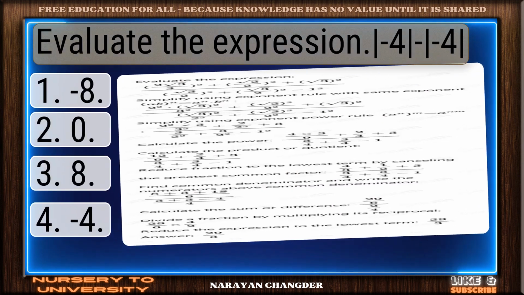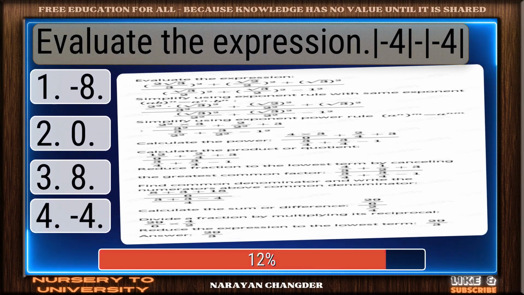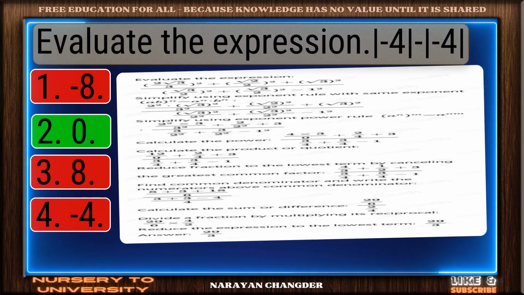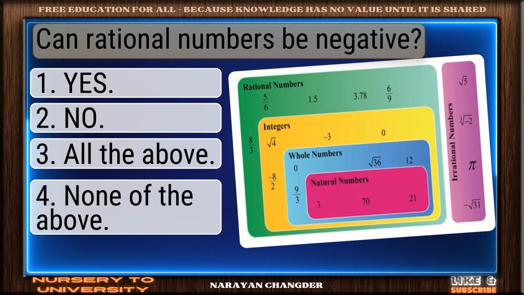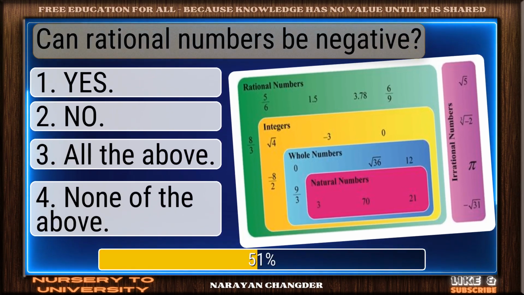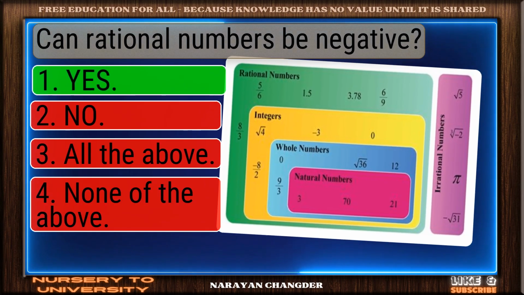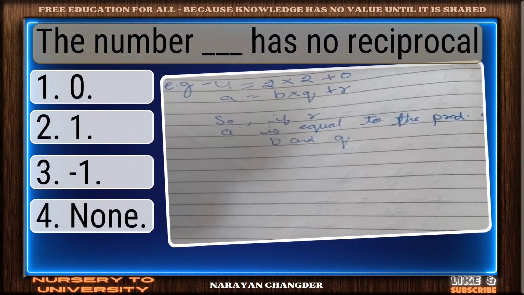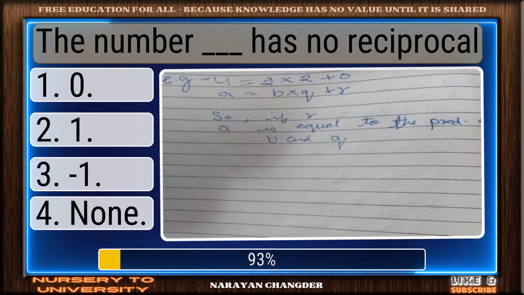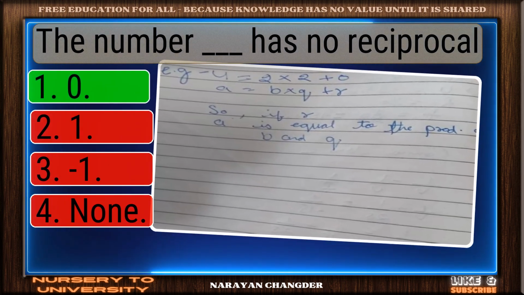Question number 106. Evaluate the expression 4. Well reasoned. Zero is the correct choice. Question number 107. Can rational numbers be negative? Perfect. Yes is the correct choice. Question number 108. The number dash has no reciprocal. Nice selection. Zero is the correct and valid answer.